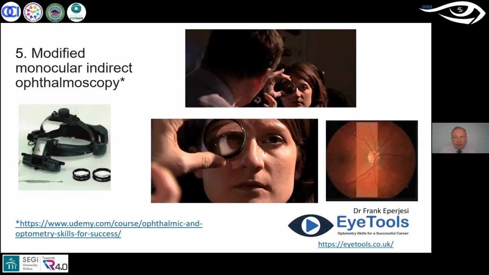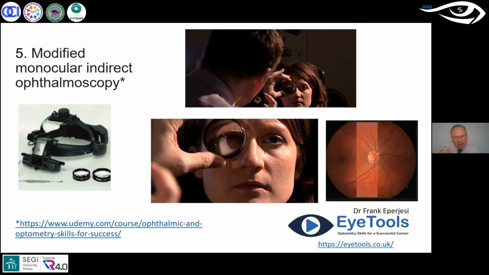The condensing lens is held out 3 to 5 centimeters in front of the eye. I'm shining my ophthalmoscope through the lens, through the dilated pupil. I might need to focus my ophthalmoscope to get a sharp image, but this works really well. The downside is that, like with any indirect technique, the image is upside down and back to front.